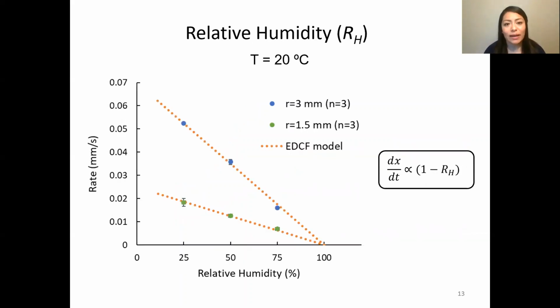And when we take a look at the relative humidity, and again compare 2 different sets of data and compare them to our EDCF model, we can see that the rate of EDCF is proportional to 1 minus the relative humidity.